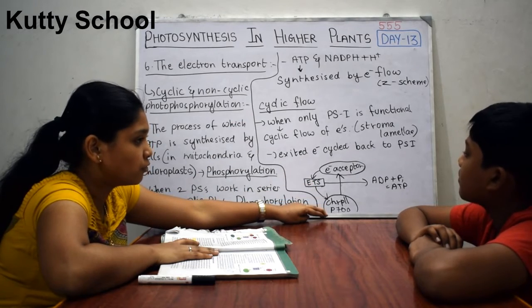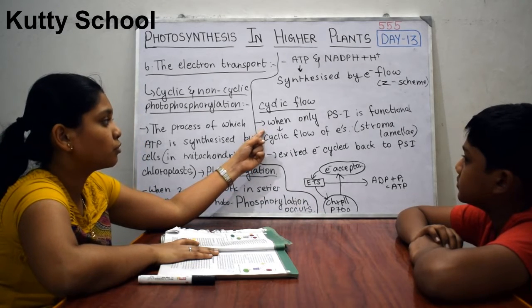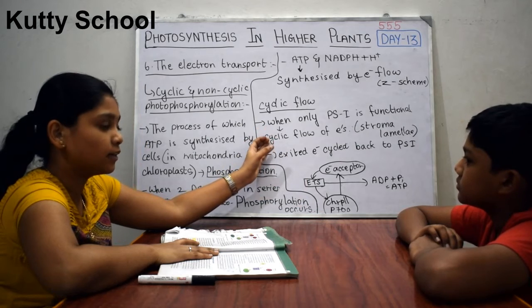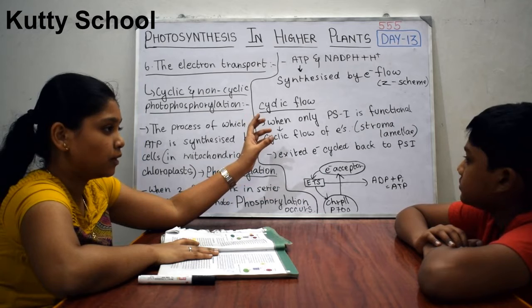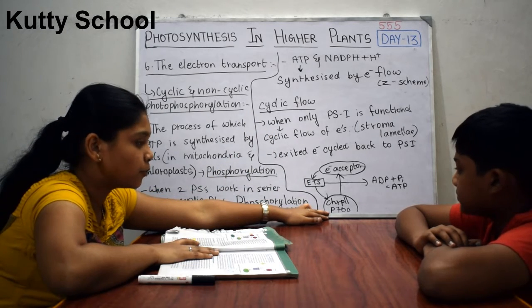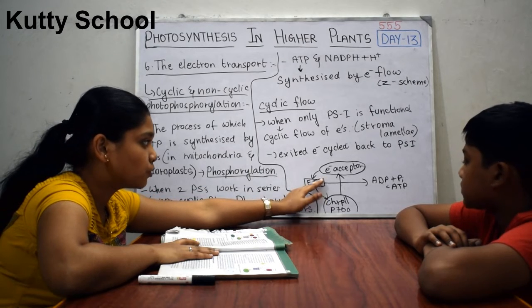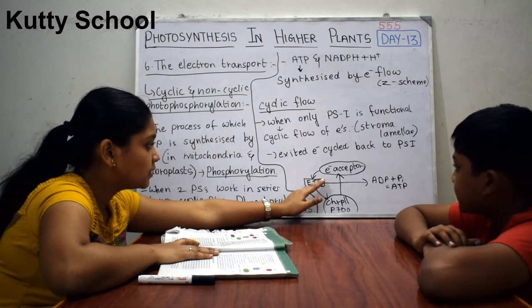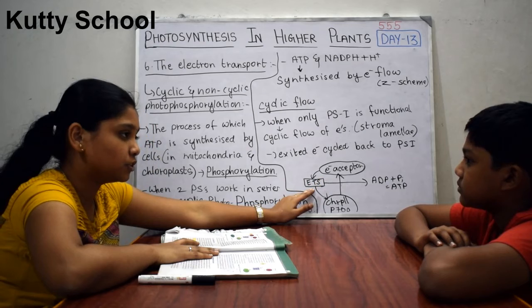In cyclic photophosphorylation, the electron from the chlorophyll is excited and again comes back to the same chlorophyll. It is known as cyclic photophosphorylation. So here when only one photosystem is functional, cyclic flow occurs. That photosystem is PS1, which absorbs light of wavelength 700 nanometers. From here the electron is excited and enters the electron acceptor.